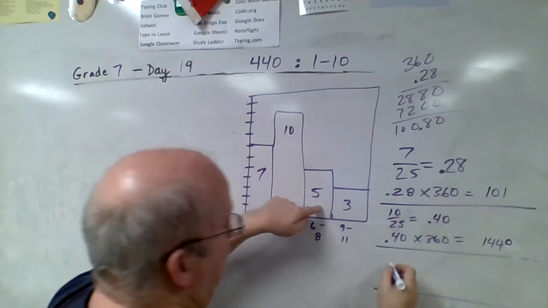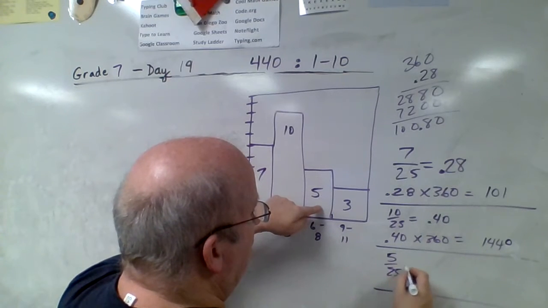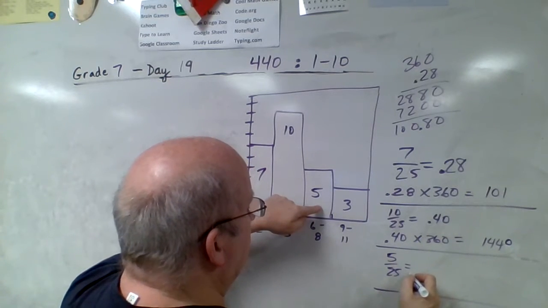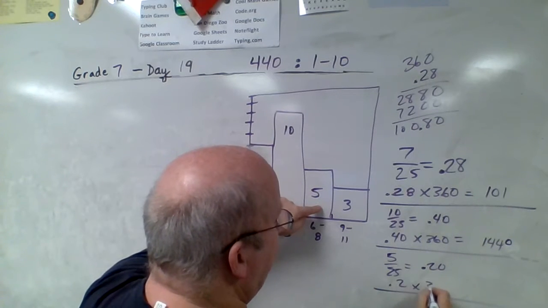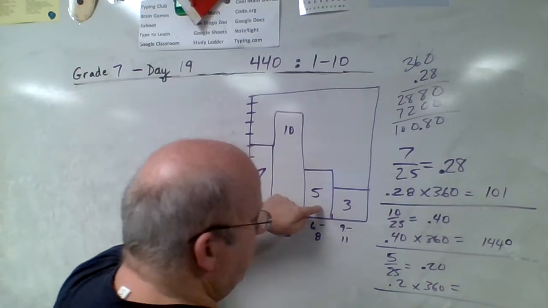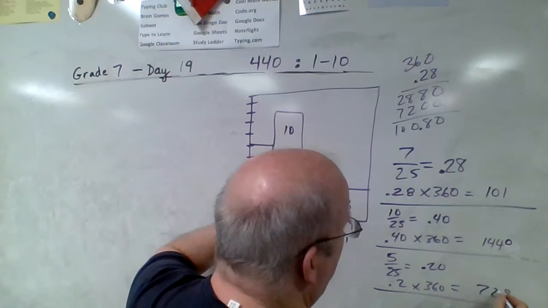What about this one? 5 out of 25. Well, that's going to be, let's see, times 4, that's going to be 0.20. So 0.2 times 360, what's that going to be? That's going to be 72 degrees.